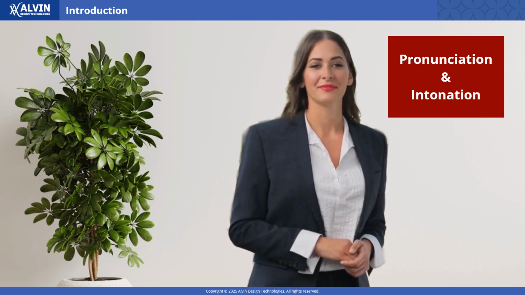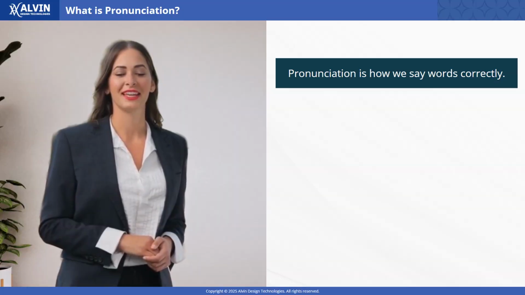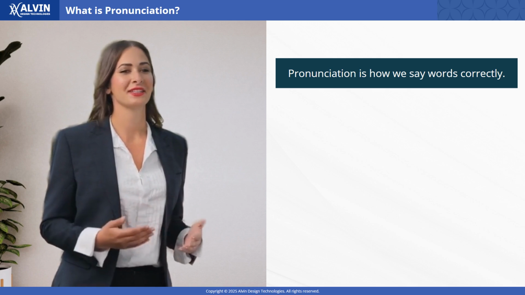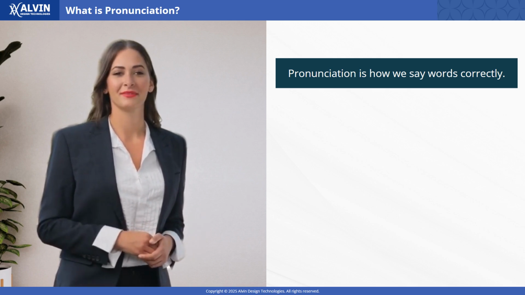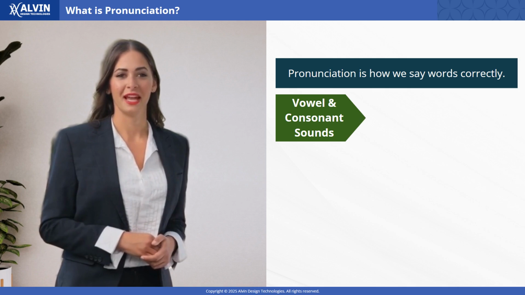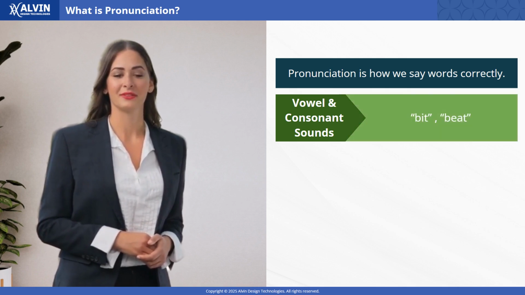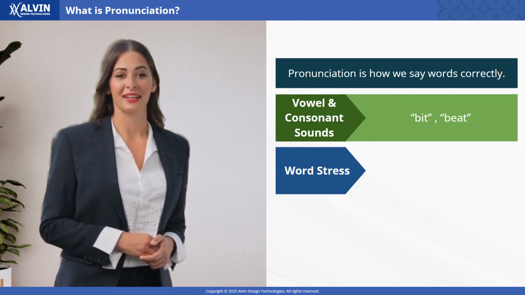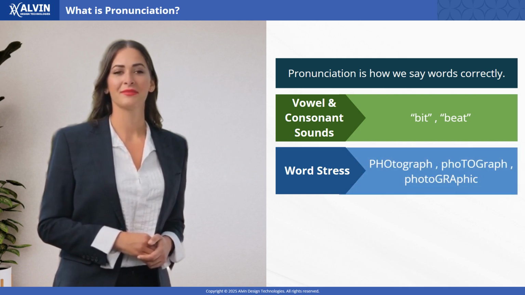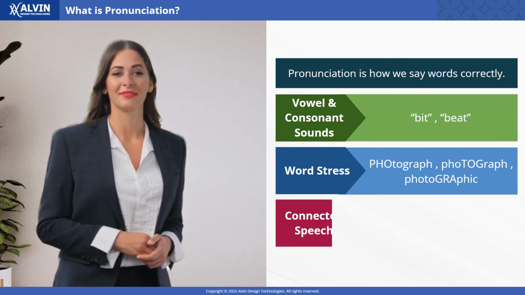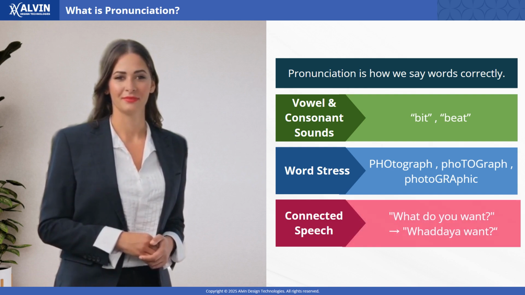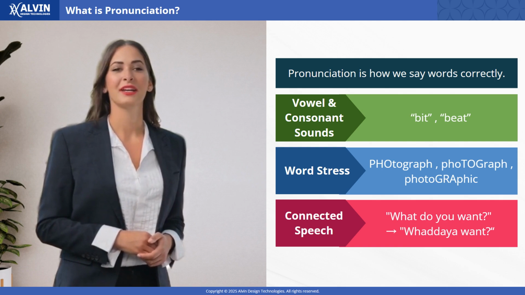Let's get started. Pronunciation is the way in which a word or language is spoken. It refers to the sounds, stress, rhythm, and intonation used to articulate words correctly. Some key elements include vowel and consonant sounds. Example, bit, beat. Word stress. Example, photograph, photograph, photographic. Connected speech. Example, what do you want? What do you want?